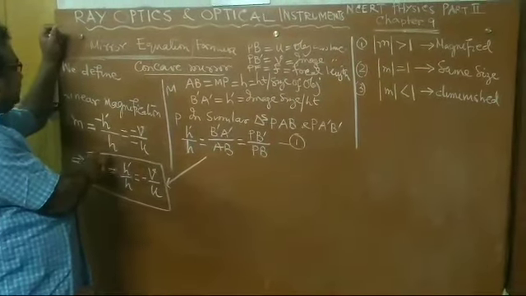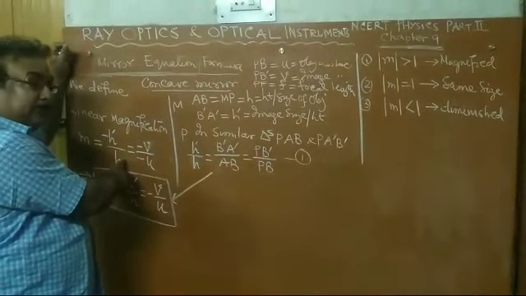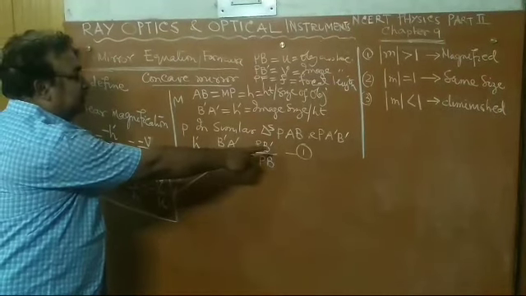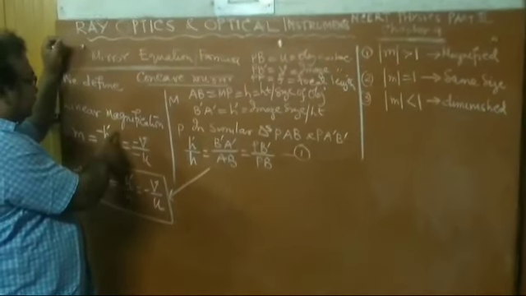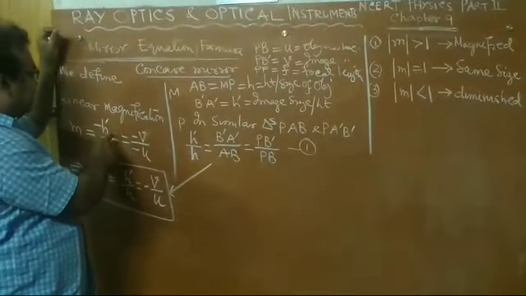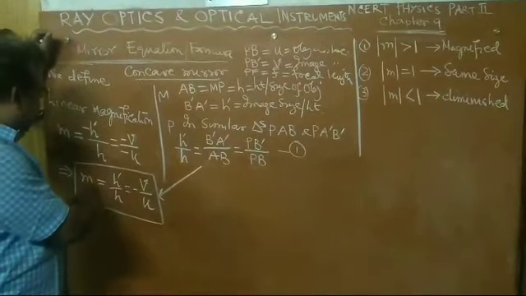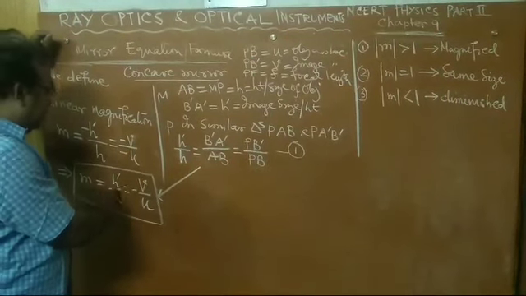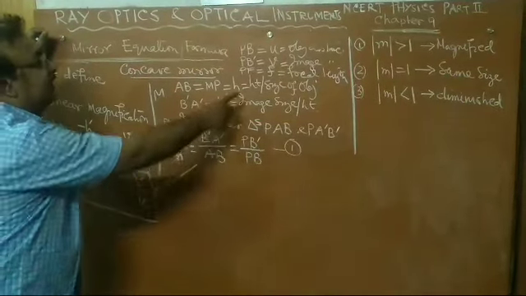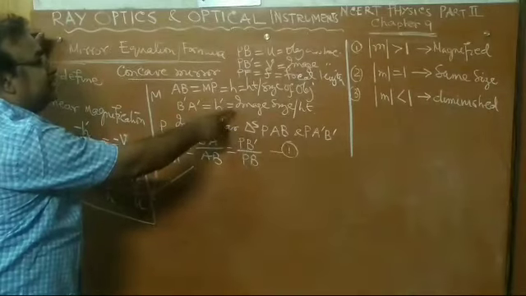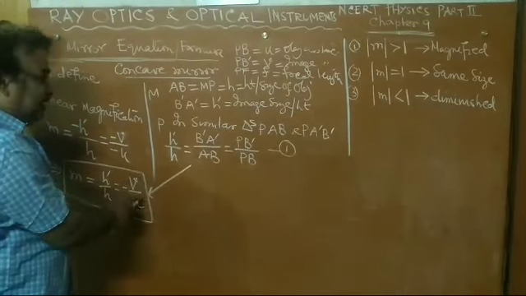Linear magnification is defined as the ratio of the height or the size of the image to that of the object. Now, from equation number 1, M, linear magnification, is given by minus H dash by H equal to minus V by U with the sign convention. For spherical mirrors, M is the ratio of H dash to H, where H dash is the height of the image and H is the height of the object, and is given by minus V by U.